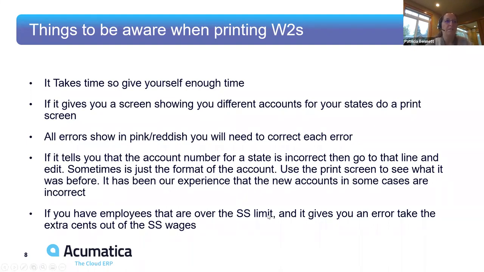But since you have that print screen of what it used to be, put it back to what it used to be. If you have any employees that are over the Social Security limit, I have seen now a couple of times where it's showing the taxable wages for Social Security as, I think it's $140,000 the maximum, and then it puts cents, like 0.73 cents. So take those cents, put them into zeros, and you'll be able to move forward. If you have any issues, give us a call, send us an email to support. We'll help you with it, but give yourself some time to get them processed.